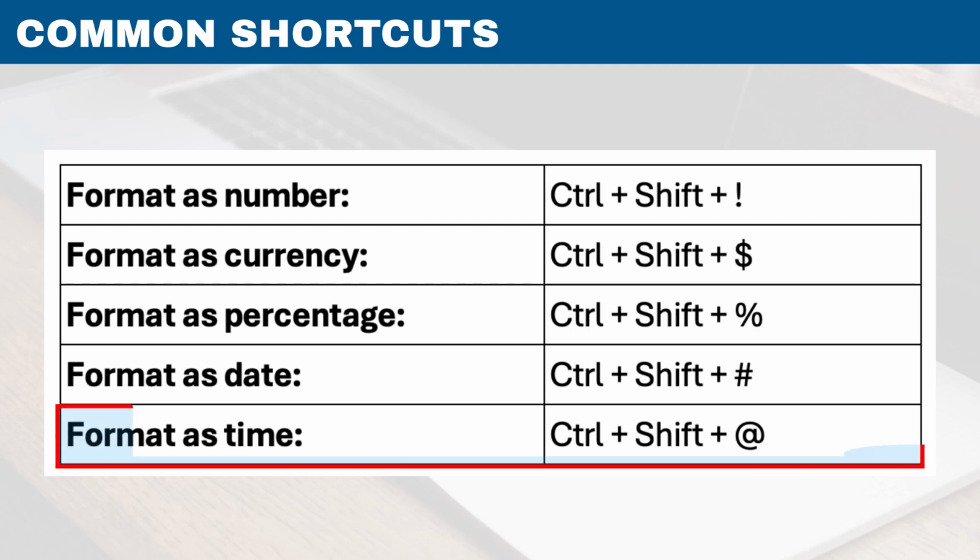To format as time, select the cell or range of cells you want to format and press the Ctrl, Shift, and @ keys simultaneously. The selected cells will be formatted as times.